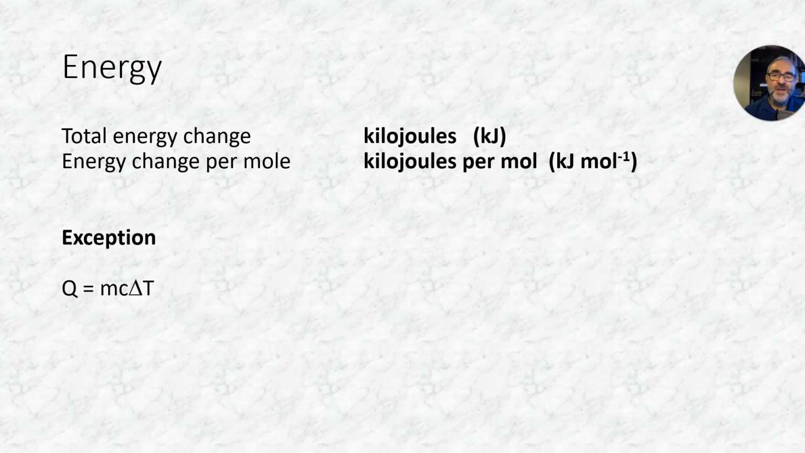Q is the energy change, M is the mass of the water or other fluid that you're measuring the temperature change of, C is the specific heat capacity, and delta T is the temperature change that happens when you combust a quantity of whatever. In this case, the energy change Q is in joules, and that's because the units of the specific heat capacity refer to joules rather than kilojoules. So that is one exception that you must remember, and once you've got the energy change and you need to use that to work out the energy change per mole, don't forget to then convert it into kilojoules.